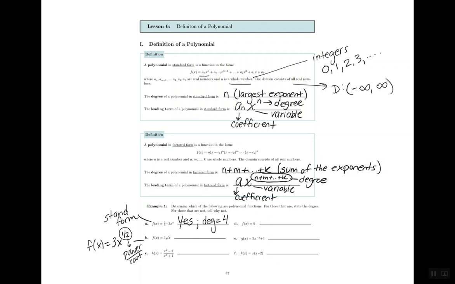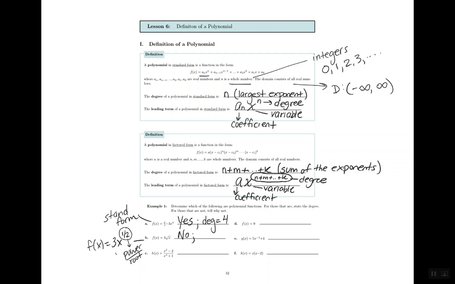When we look at this function now, f of x equals 3x to the 1/2 power, if this were to represent a polynomial, again, it would be a polynomial in standard form. 3 would represent our coefficient, and that is a real number. We do have a variable, in this case it's x, but our exponent of 1/2 is not a whole number. It is not one of the integers 0, 1, 2, 3, etc. So this is not a polynomial function.